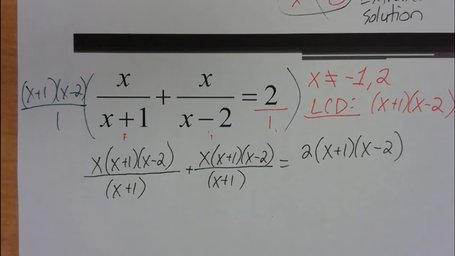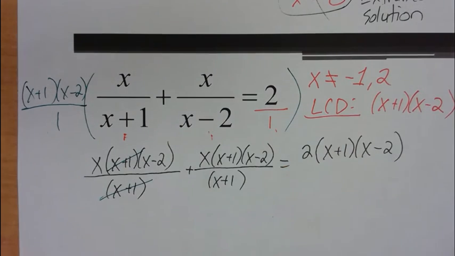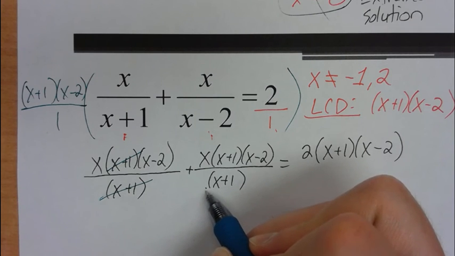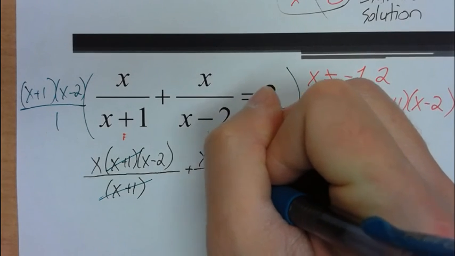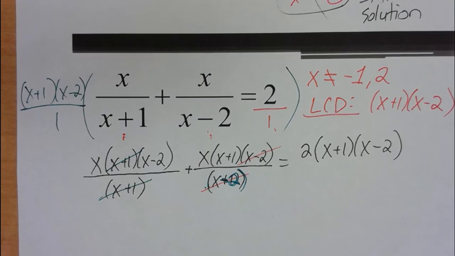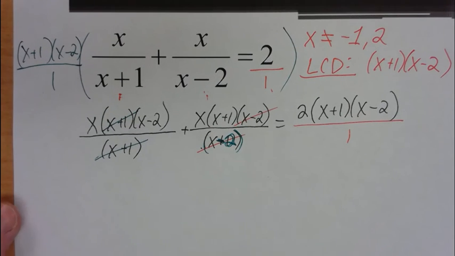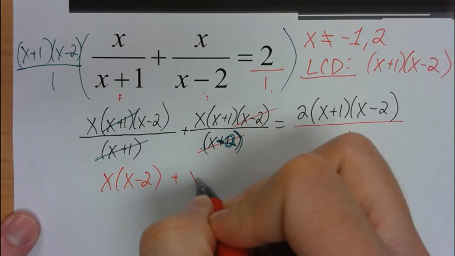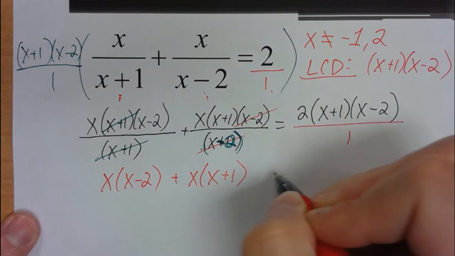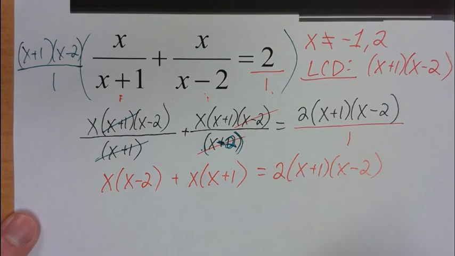Okay, so we have that set up right there. So now we can cross off and divide out some things we can get rid of. So x plus 1 and x plus 1. And this is supposed to be a -2. So we can get rid of the -2 and the -2. Those match each other. But then the end fraction doesn't have anything we can get rid of. What that leaves us with is x times x minus 2 plus x times x plus 1 equals 2 times x plus 1, x minus 2.